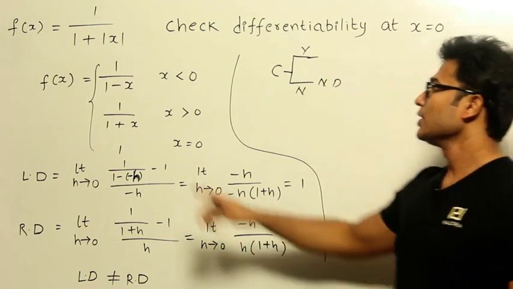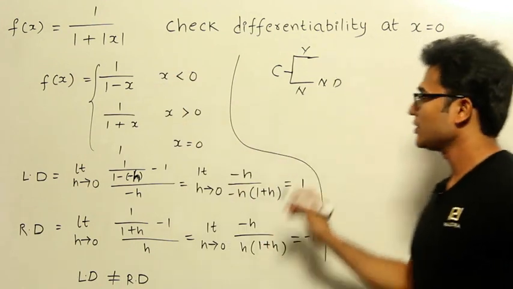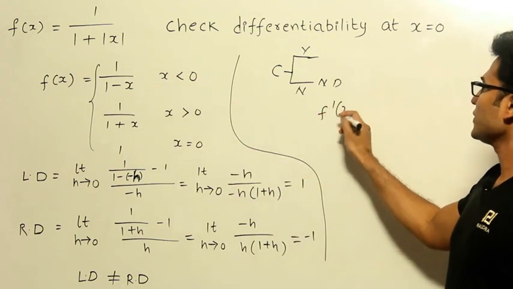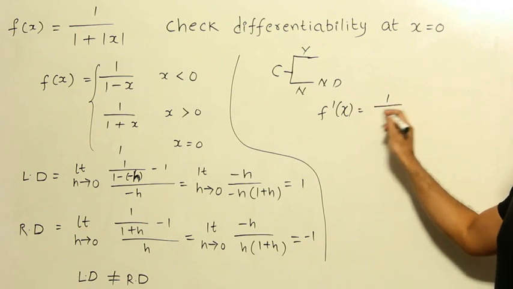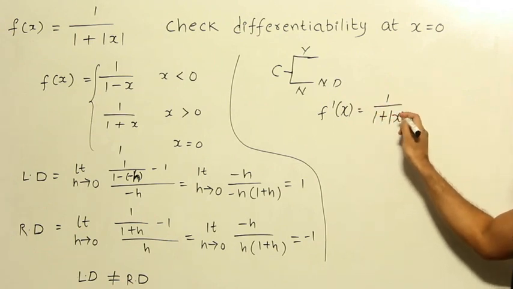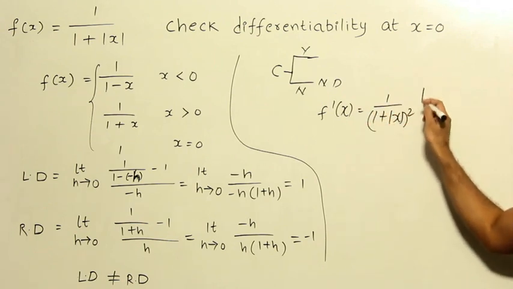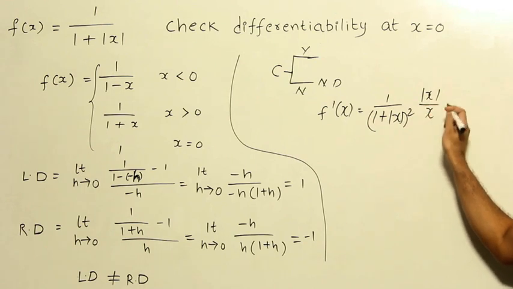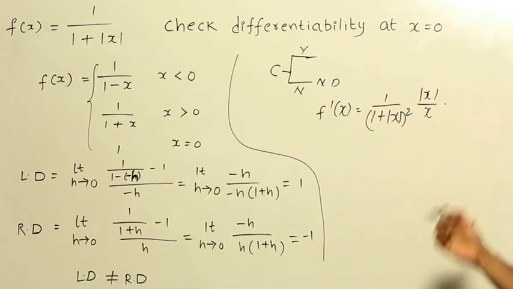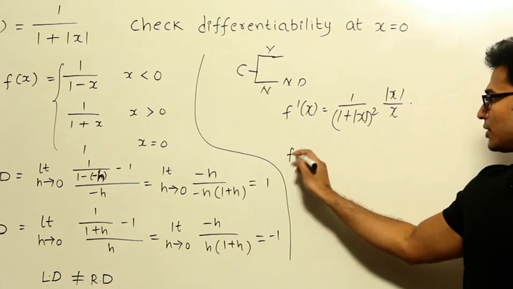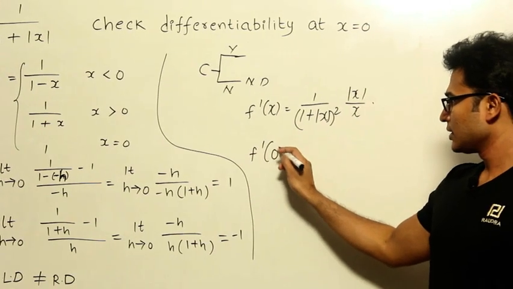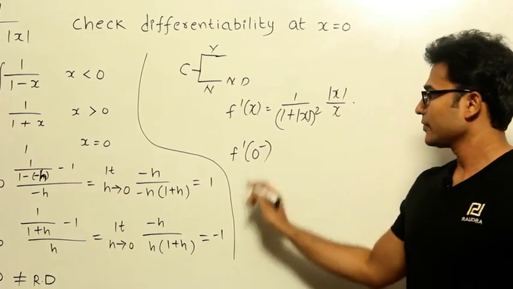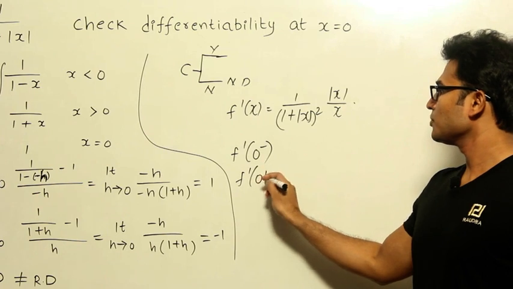So what is the shortcut? Just find out f dash of x. f dash of x is going to be 1 by (1 plus mod x) whole square into mod x by x. This is what you found out. Now find out the left derivative and right derivative. Left derivative means f dash of 0 minus. Right derivative means f dash of 0 plus.